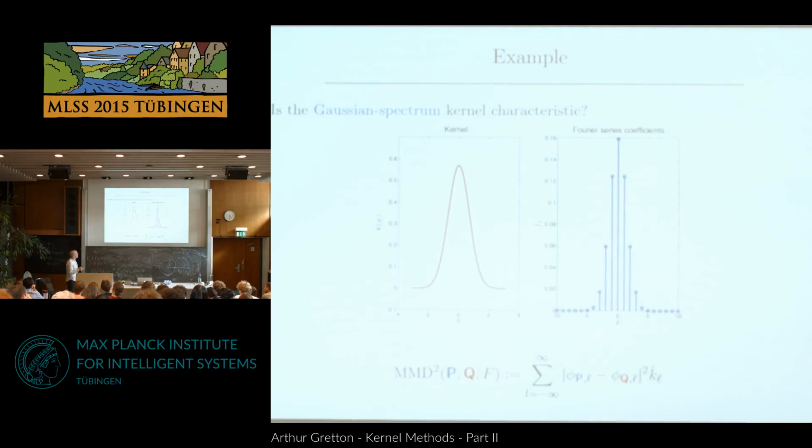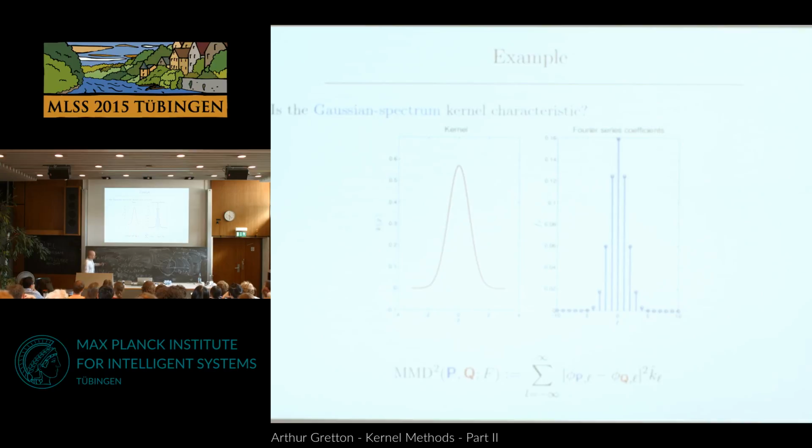So my question now is, if I use a kernel with this Gaussian spectrum Fourier transform, will this distance be zero only when P and Q are the same? So who thinks it will be 0 only when P and Q are the same? People should raise their hands because that's the right answer.